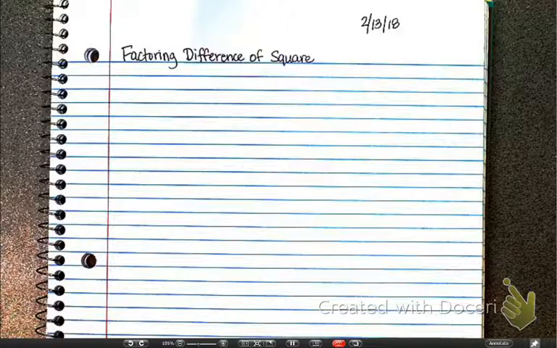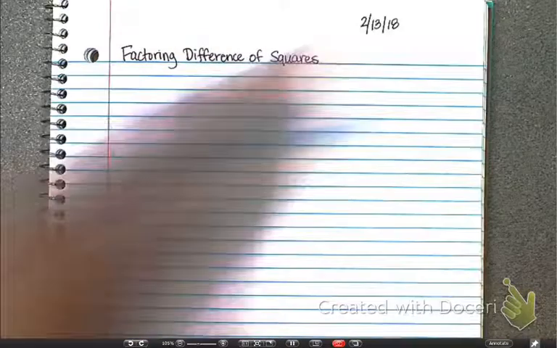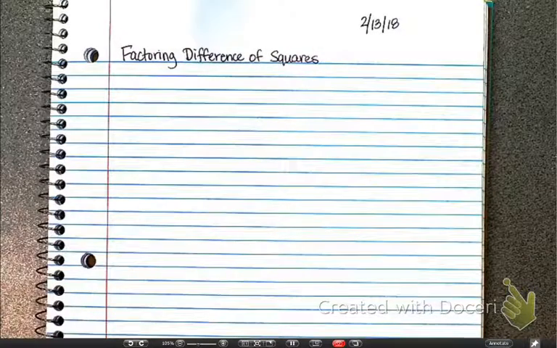All right, so our last factoring lesson is on factoring difference of squares. That should have an S at the end. Factoring difference of squares. You've heard that term before. Yeah? Difference of squares? When did we talk about difference of squares?